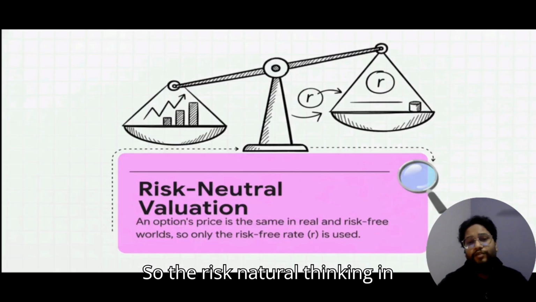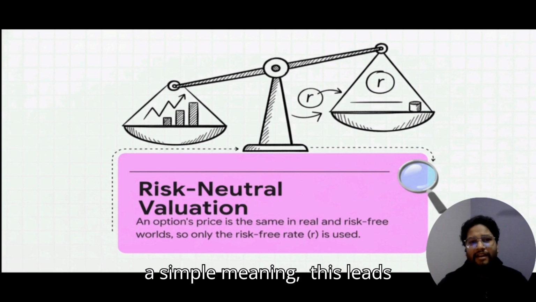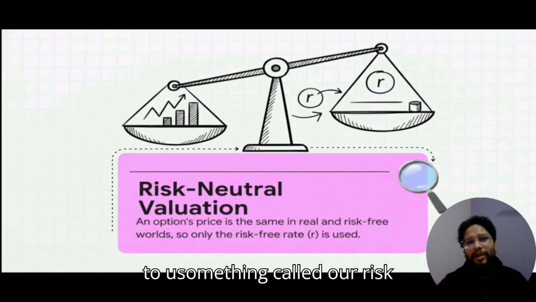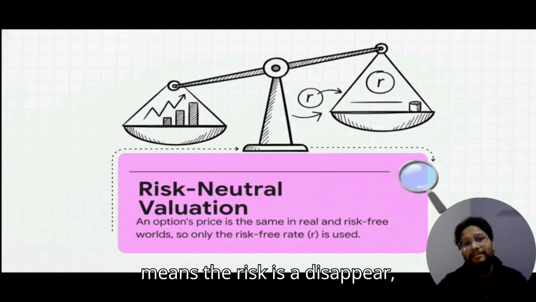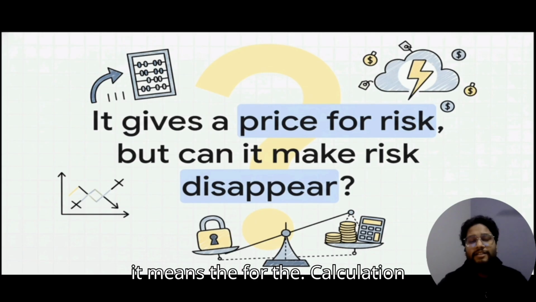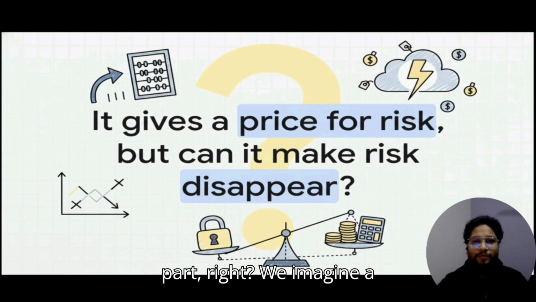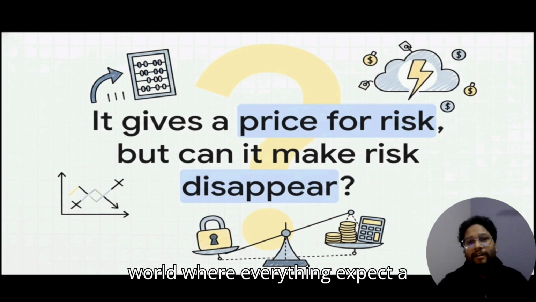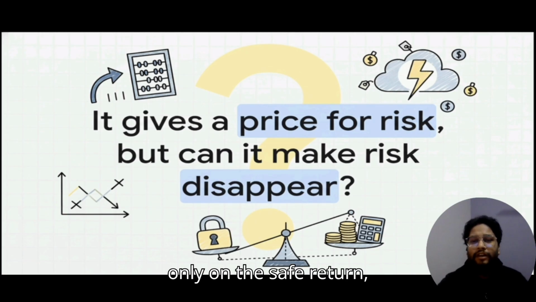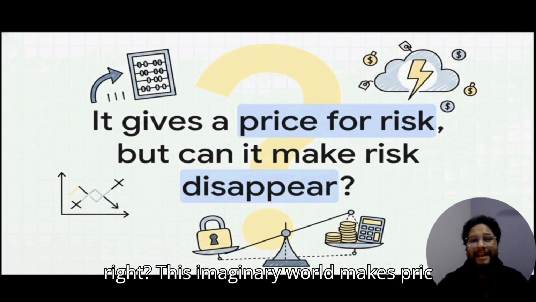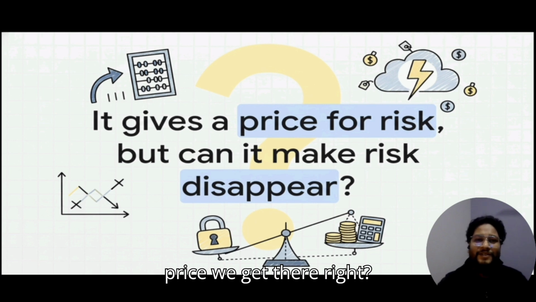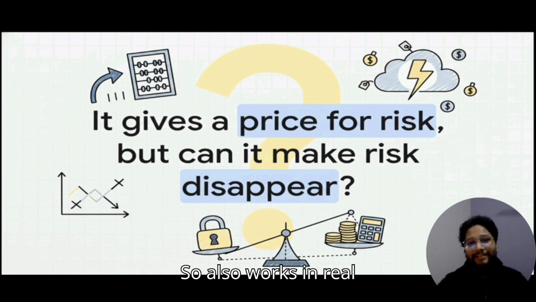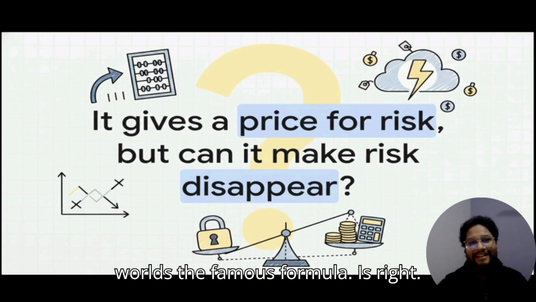In simple terms, this leads to something called risk-neutral valuation, right? It does not mean the risk disappears. It means that for the calculation, right, we imagine a world where everything expects only the safe return, right? This imaginary world makes pricing easy, and surprisingly, the price we get there also works in the real world, right?